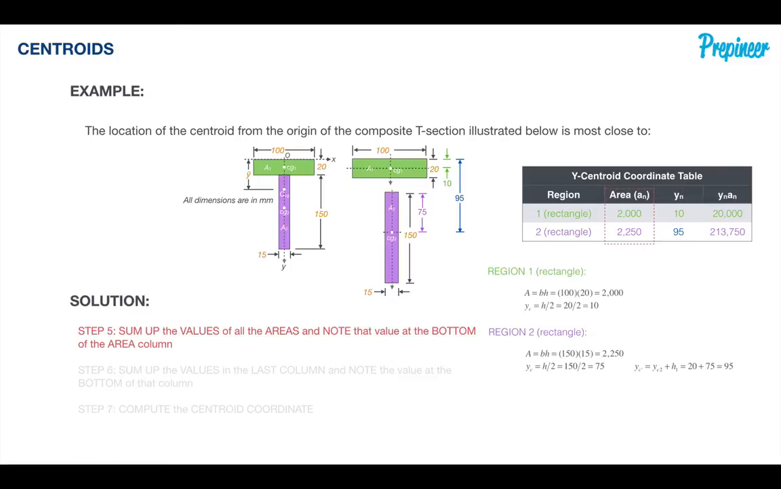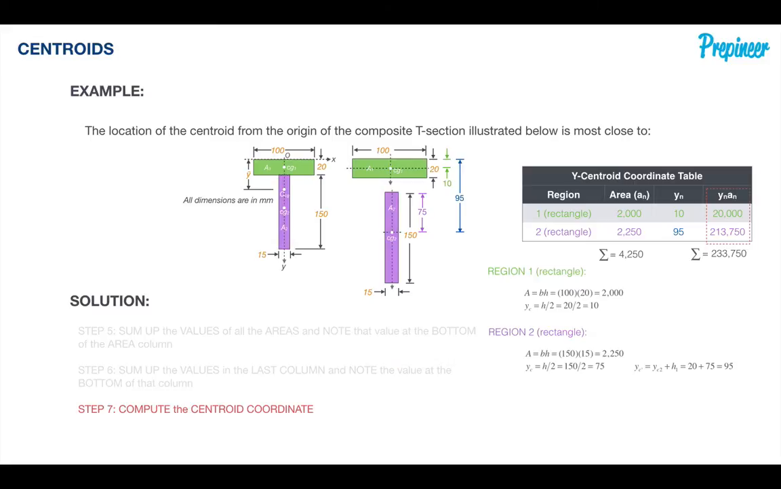Now for step 5, we sum all the areas that we have defined up to this point. And doing so, we get a value of 4,250. For step 6, we do the same, summing all the products that we just calculated in step 4. And we get a value of 233,750.